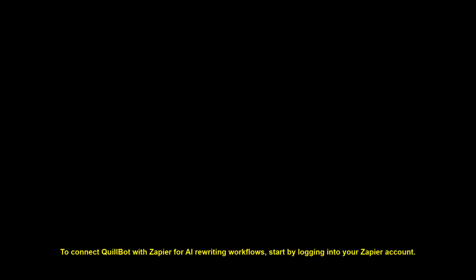To connect QuillBot with Zapier for AI rewriting workflows, start by logging into your Zapier account. If you don't have an account, create one at zapier.com. Once logged in, click on the Make a Zap button at the top right corner.